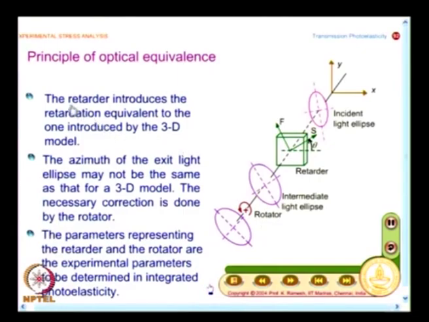So, what you find here is, the retarder introduces the retardation equivalent to the one introduced by the 3D model. The azimuth of the exit light ellipse may not be the same as that for a 3D model. So, the retarder does the job of modifying the incident light ellipse to exit light ellipse, but it may not guarantee the azimuth being same. Whatever the correction that is necessary to be done is done by the rotator. So, experimentally you determine the parameters representing the retarder and the rotator.